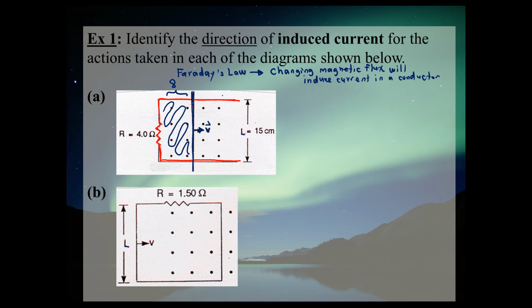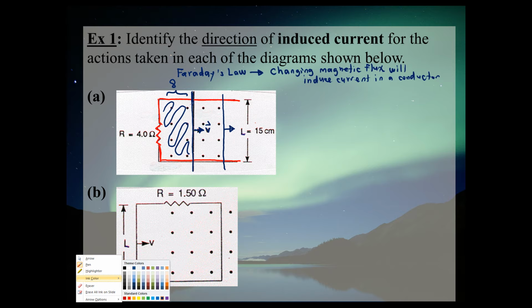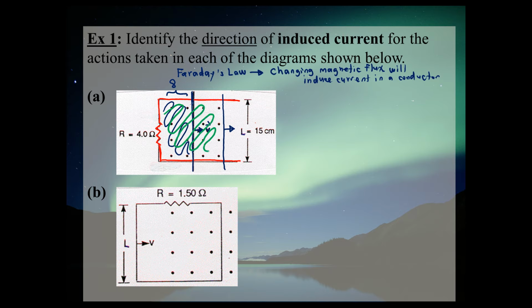Now, consider some time later, when the rod's over here. I believe at this point, let's sketch this enclosed area now. I'll use a different color. The enclosed area would be a lot bigger. So the enclosed area would now be this big area. This big area would now have 16 magnetic field lines.